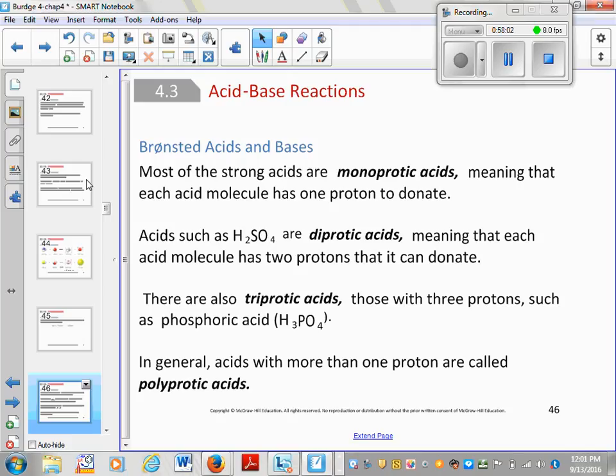So if I start with equal concentrations of hydrochloric acid and sulfuric acid, sulfuric acid is going to give me twice as much H3O plus as the HCl, because it has two hydrogens that it can donate. So it's going to be stronger. Phosphoric acid, H3PO4, has three hydrogens. So H2SO4 is diprotic. Everything above that is called polyprotic, like H3PO4.